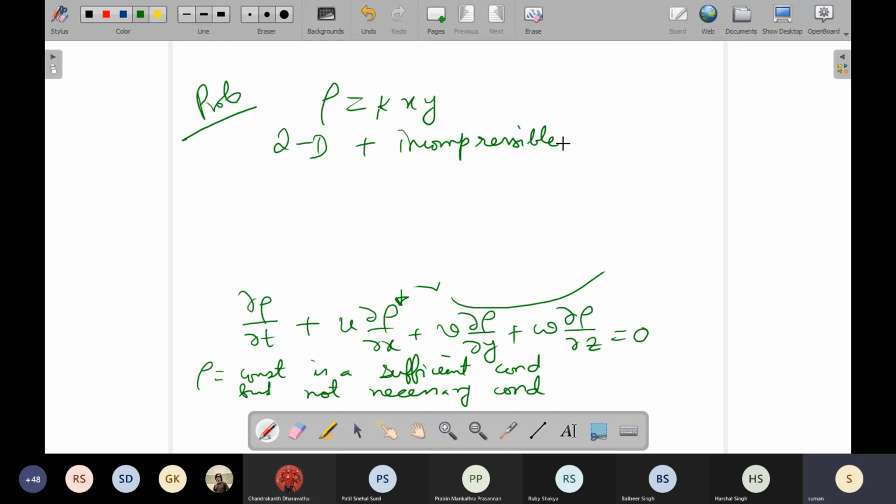So given that the flow is two-dimensional and incompressible, the question is that what could be u and v, and is it unique? So this is density. You are having to find out the u-v combination, and with just this given consideration, is that velocity field a unique velocity?